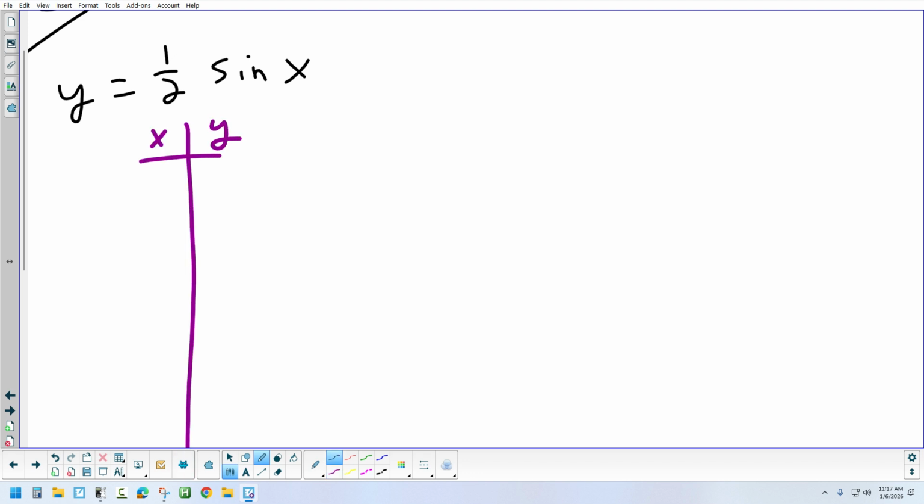Okay. When we compress it vertically, which values stay the same? Yep. X's, okay? Those X's, hopefully you're starting to get those by now. 0, pi over 2, pi, 3 pi over 2, 2 pi. We use them a lot.